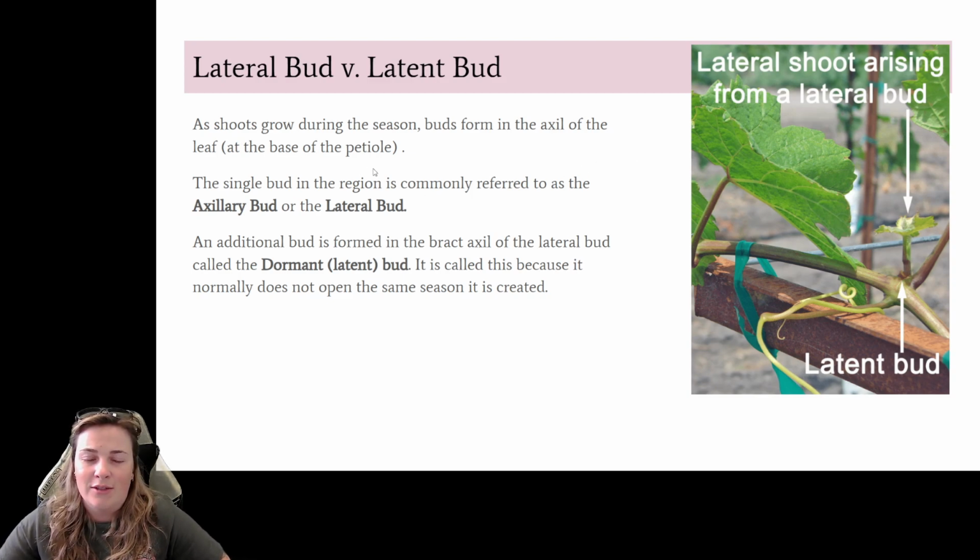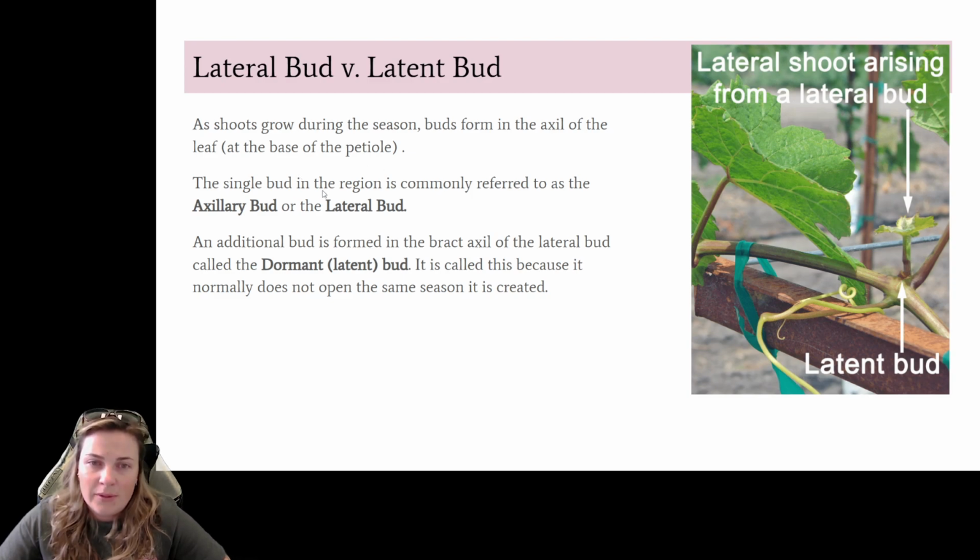As the shoot grows during the season, it'll form buds at the axil of the leaf. So at the very bottom of the leaf, at the base of the petiole, you'll form buds. You can see this in this picture here, right? This is a leaf that's growing, and then we have these buds growing at the axil of it, or at the bottom of the petiole. That's what this stem is called.